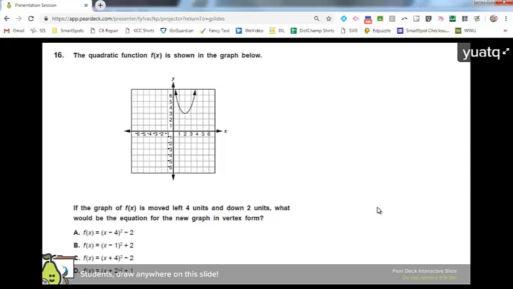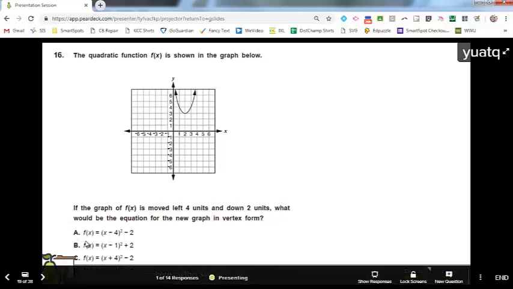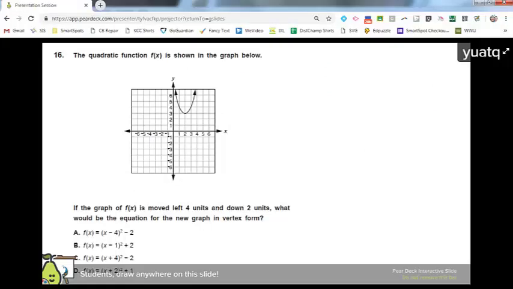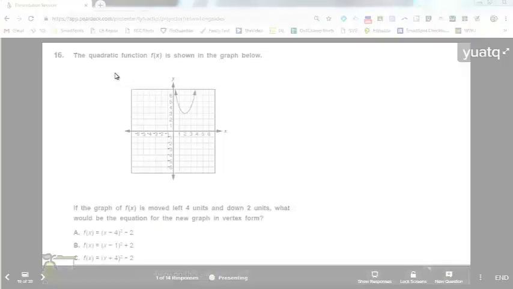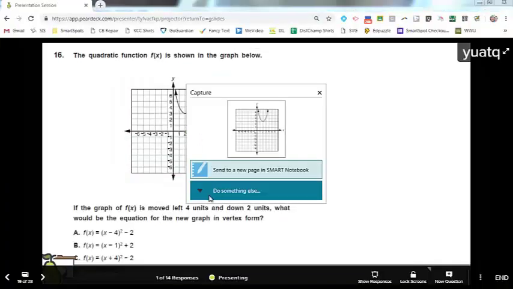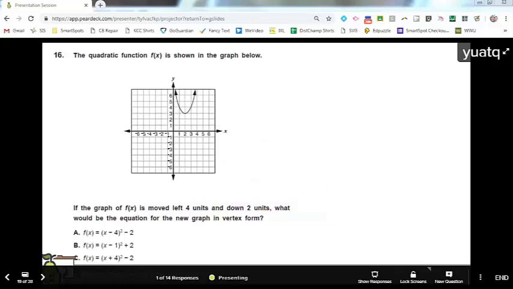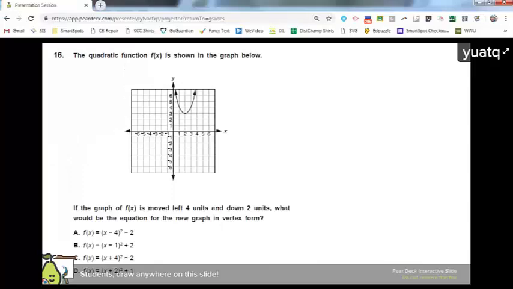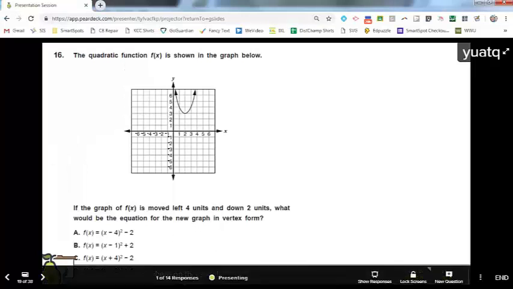Okay, vertex form shouldn't scare you because they're all in the same form here, right? It's just a matter of which one looks the way they want it to. Whenever you're doing this, you should sketch yourself a little visual of what this looks like. So I want it to move what direction? Left 4 units and 2 units down.